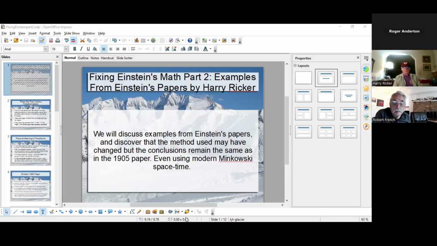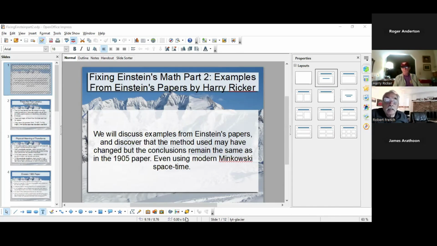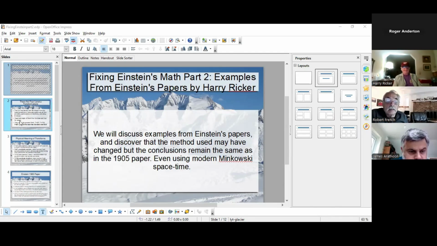The plan is to discuss examples from Einstein's papers and discover that the method used may have changed, but the conclusions remain the same as in the 1905 paper, even using Minkowski space-time. So they changed the math around. It made the equations look different, but it's really kind of the same thing. That's my thesis for this particular part.